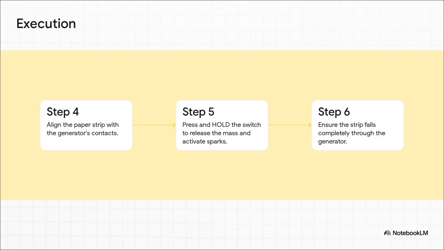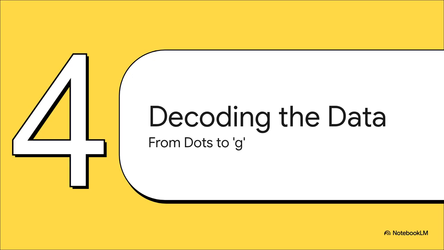Okay, once it's all set up, just give it a quick look to make sure the paper is straight. And now for the big moment. You're going to press the switch, and this is key, hold it down. Pressing it does 2 things at once. It kills the magnet, releasing the mass, and it turns on the sparks. You've got to keep that button pressed until the whole thing has fallen through. That's how you get a complete set of dots. And just like that, you've done it.